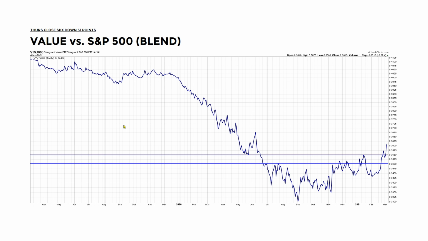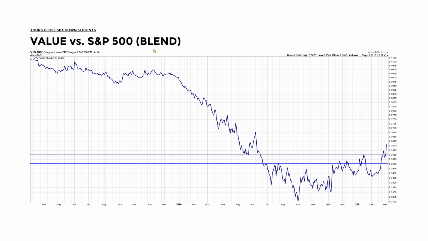If you follow the financial markets, you're hearing a lot about rotation. Here's an example. Value, VTV, relative to VOO, the standard weight S&P 500 index. This is a relative chart, several months of consolidation. It looks like we're trying to get a breakout in favor of value stocks.